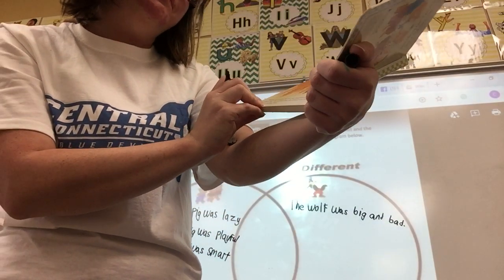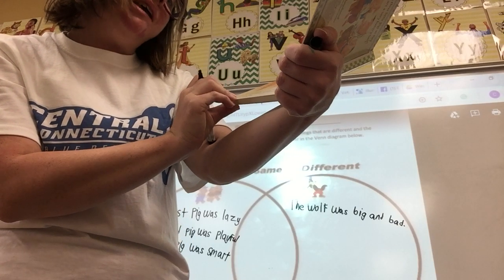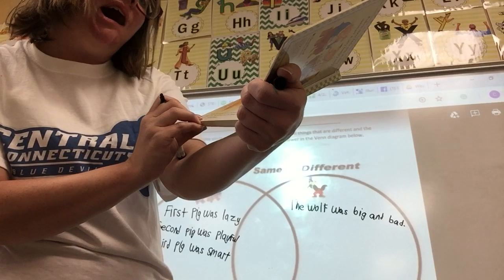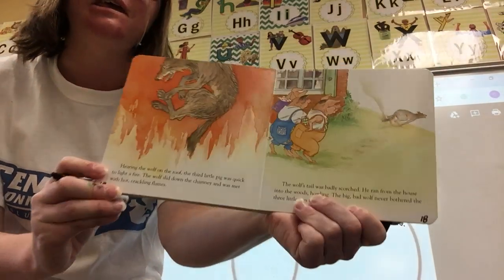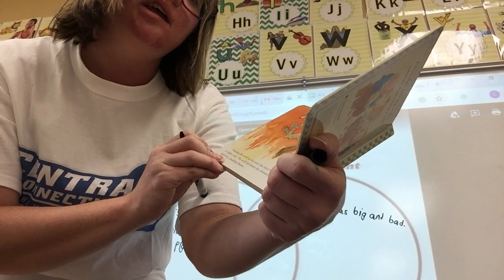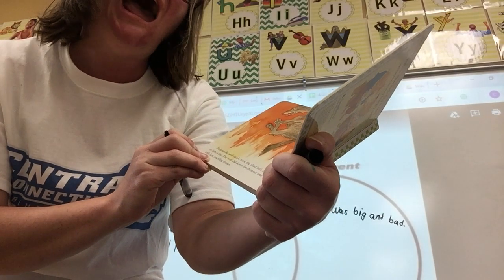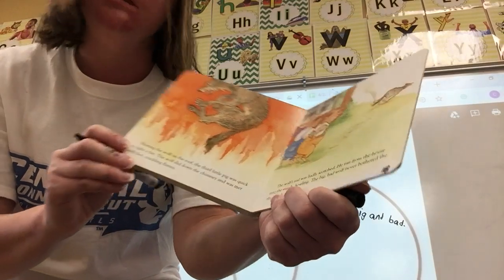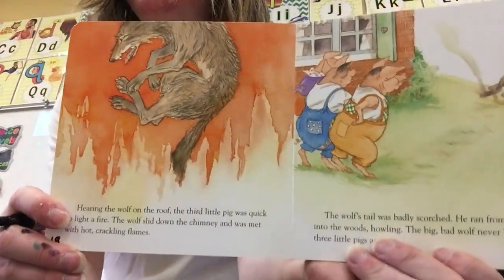Hearing the wolf on the roof, the third little pig was quick to light a fire. The wolf slid down the chimney and was met with hot, crackling flames. The wolf's tail was badly scorched. He ran from the house into the woods, howling. The big bad wolf would never bother the three little pigs again.